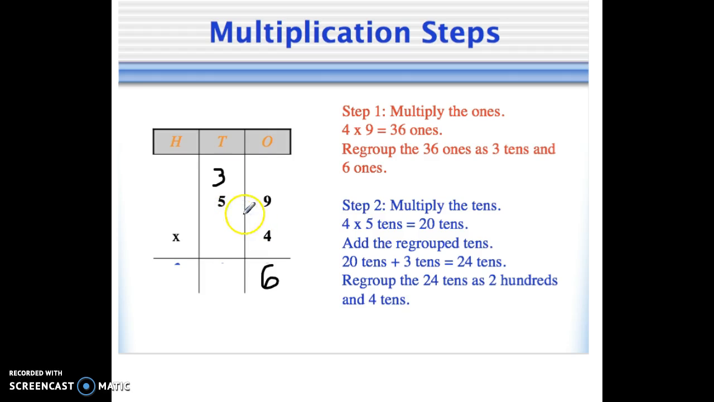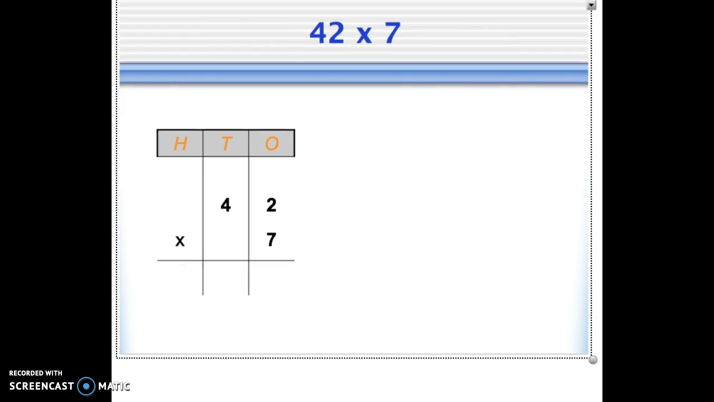Then I'm going to multiply this direction. Okay, I'm going to multiply this way across the tens. So I'm going to say 5 times 4 is 20. And then I'm going to add on the 3. So 20 plus 3 is 23. So the 3 goes in that tens place. And that 2, there's nothing over here, so I just write it right here, but it's in the hundreds place. Right? So my answer is 236.